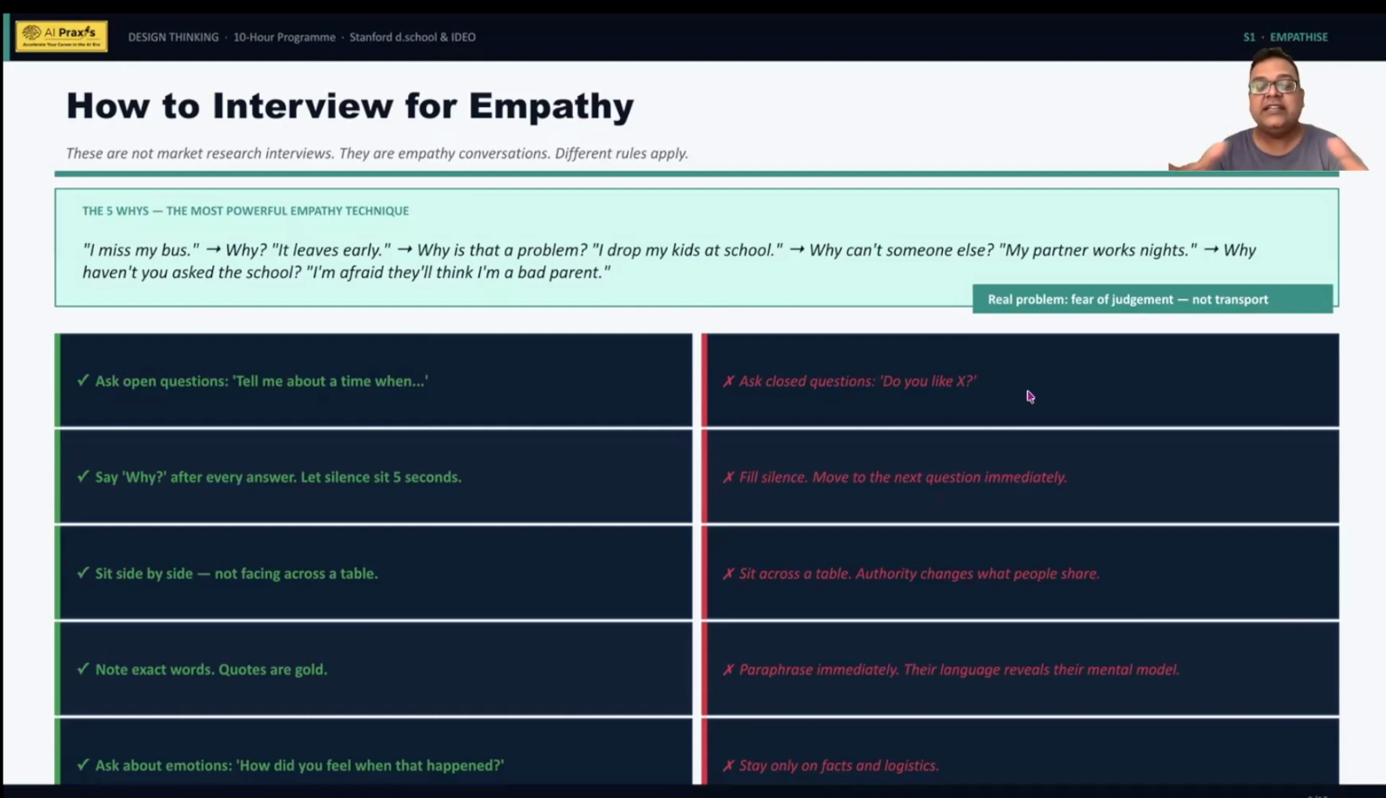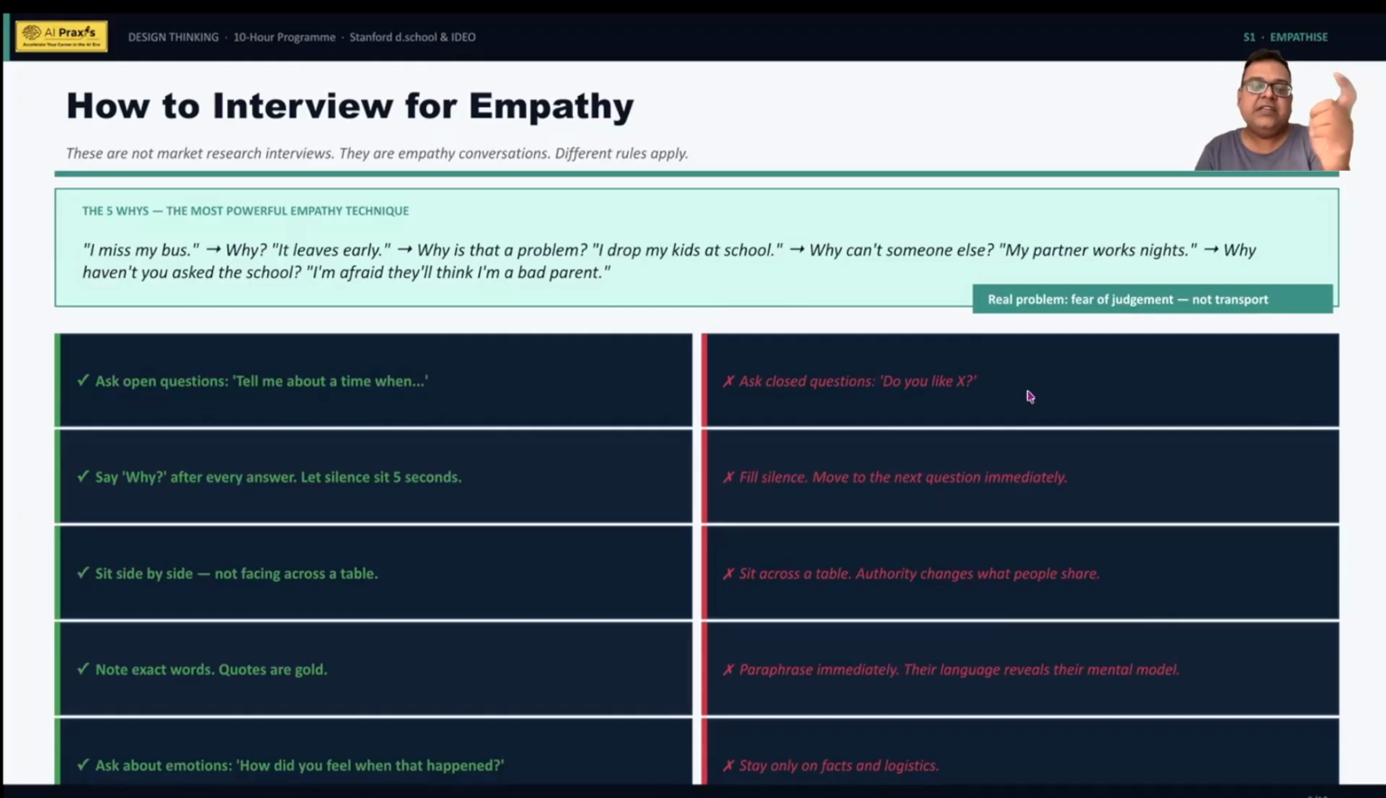Rule number five is record their exact words. Don't hesitate. Don't translate, don't summarize, don't improve their sentences. Write exactly what they say. Their words reveal how they see the world. Later, those exact quotes become one of the most valuable parts of your empathy map. Rule number six is ask about the feelings. So don't stop with facts. Also ask something like, how do you feel when that happened? Design thinking isn't interested just in actions. It's interested in emotions, because emotions drive behavior and behavior shapes design.